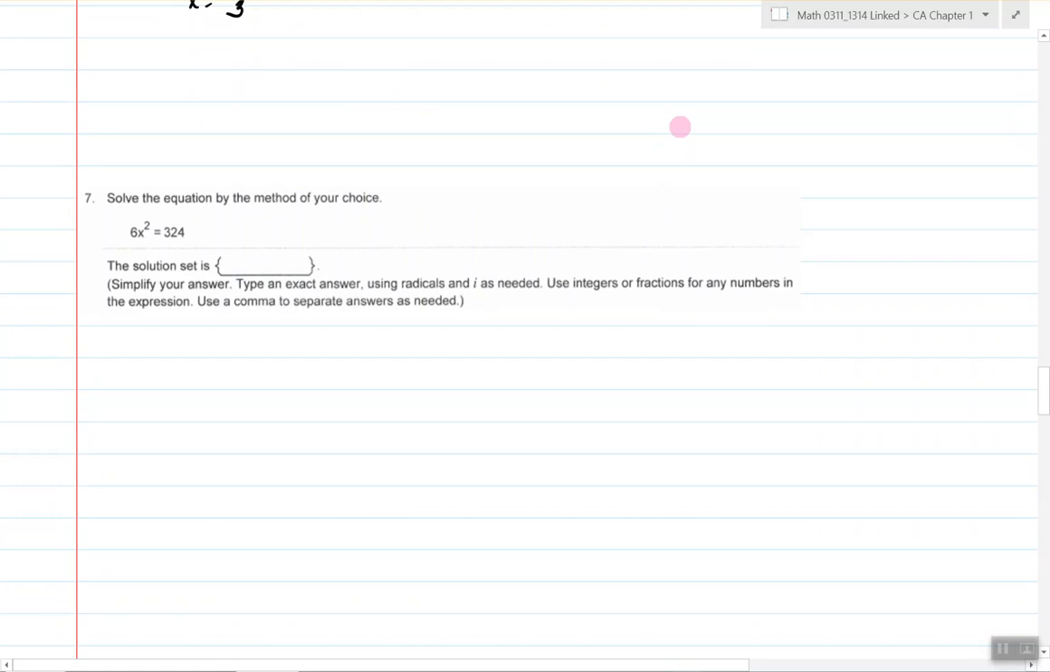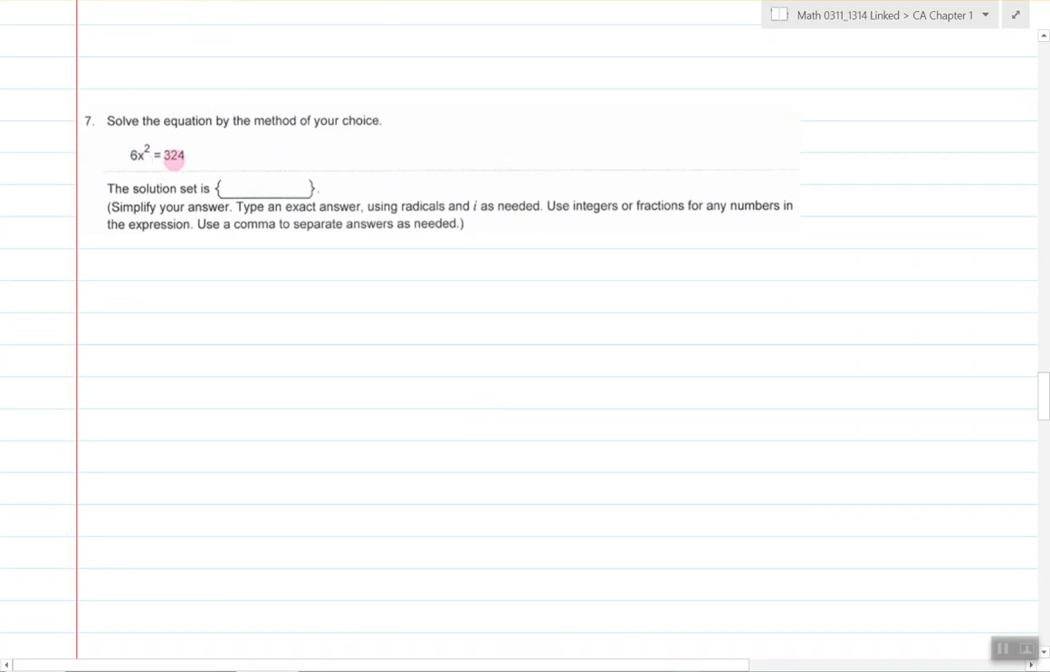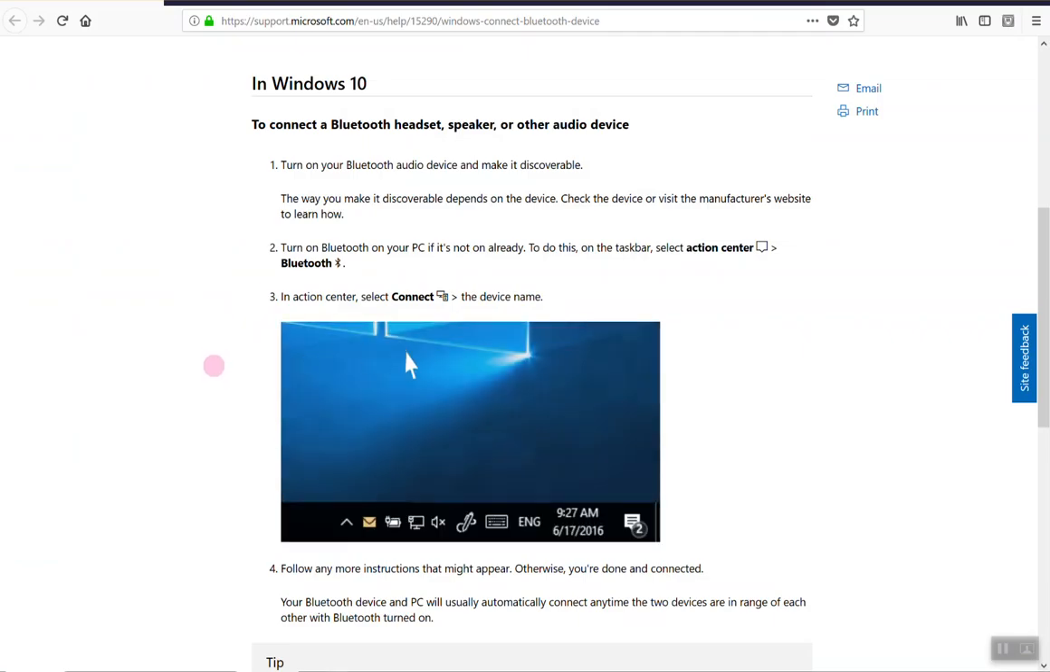Number 7, when I look at this one, I see something squared and a constant. I immediately think square root property when I don't see a plain old x. So I'm going to say 6x squared equals 324. I need to isolate the x squared, so I'm going to divide by 6. X squared is equal to 54. I'm so sorry. Now I take the square root of both sides. My goodness.